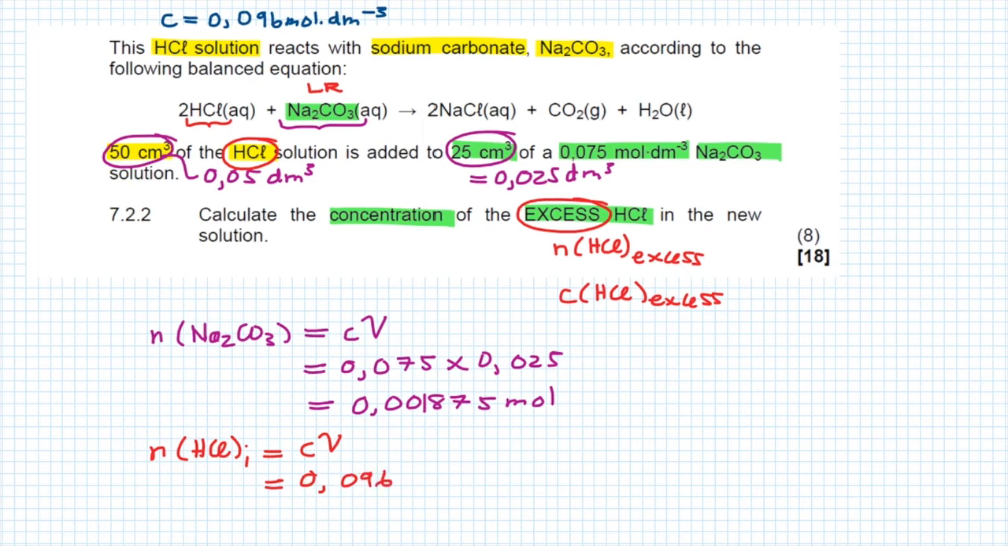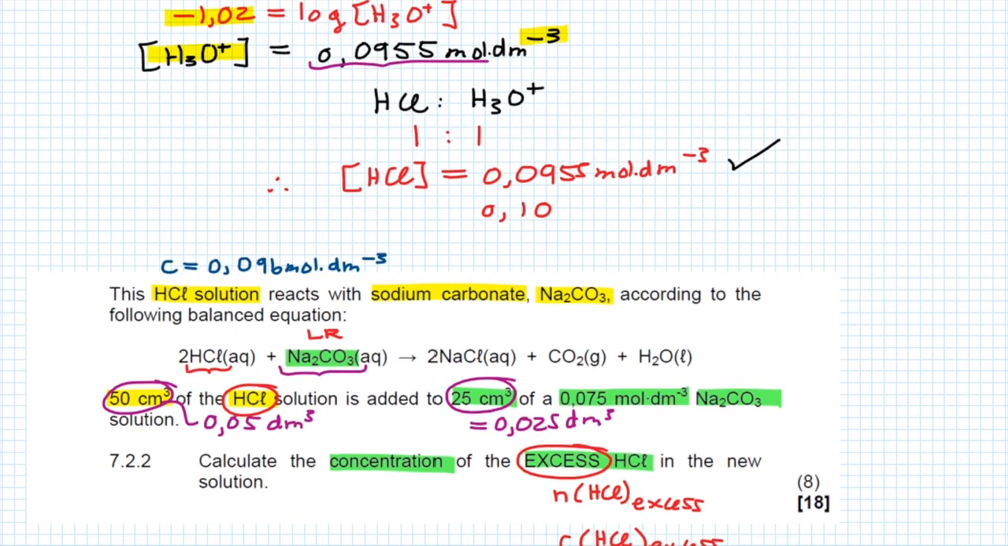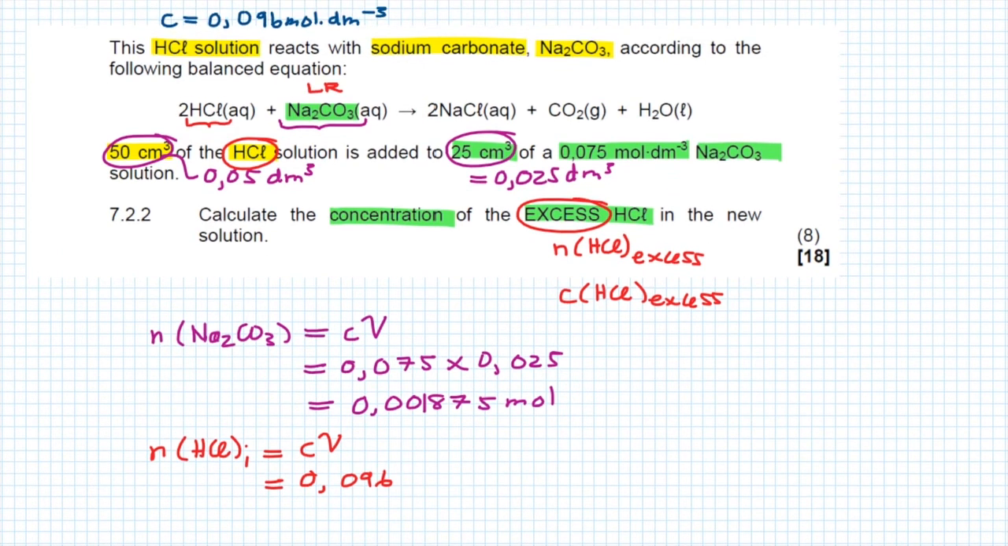0.096. Here I'm actually using this answer, but rounded off over there to 96. Okay, so don't get confused. That is the concentration that I'm using. We're going to multiply this by the 0.05. And we end up with an answer that is equal to 0.00475 mole. This is the number of moles of HCl that we started off with.